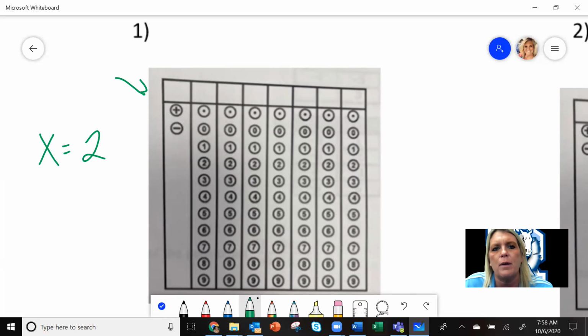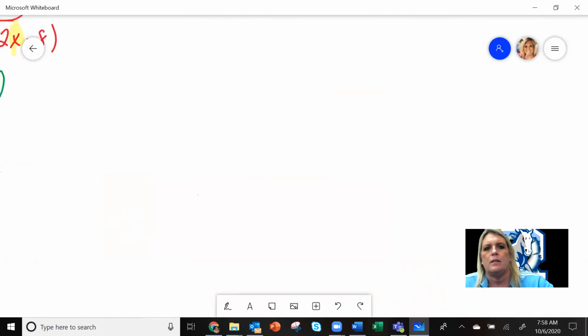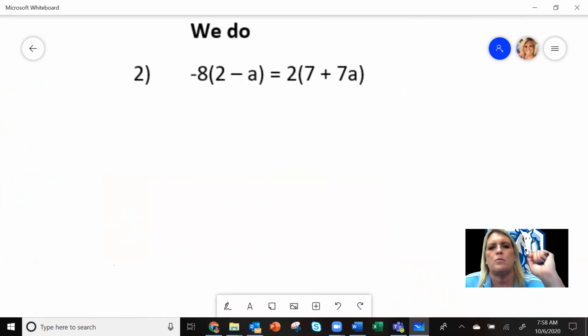So when it's positive, all we have to do is go over here and put a 2 in the first spot and bubble in the 2. Be very careful. You don't have to do the plus if you don't want to. And really, you can put the 2 anywhere on here as long as all you do is put that number on there to recognize the 2. Okay, so let's go over here and let's do the next one. Where are we at? Right here. Here's the next one.